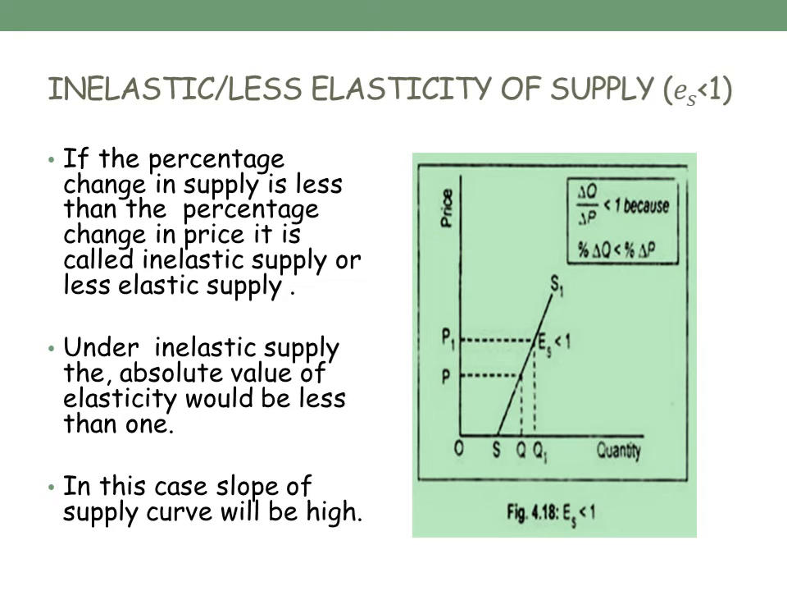If you are increasing the price by 30% and that causes an increase of supply of only 10%, that type of elasticity is called inelastic supply. The percentage change in price is greater than the percentage change in supply, and the value of elasticity would be less than 1 in this case, and the slope of the supply curve will be high.